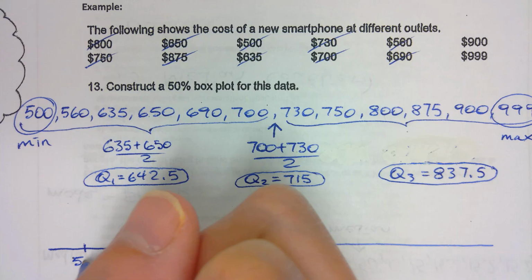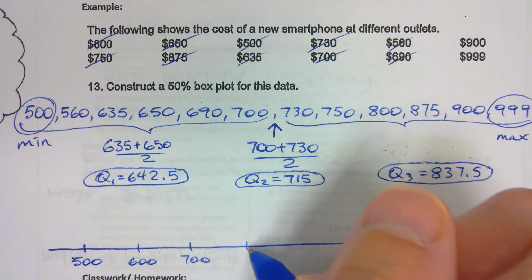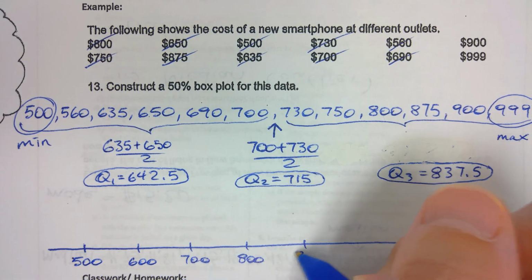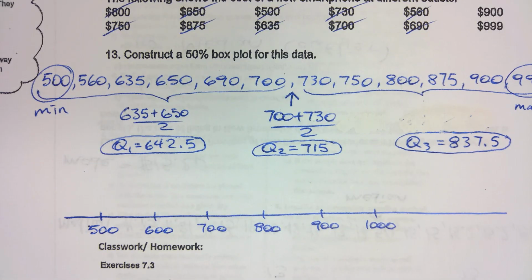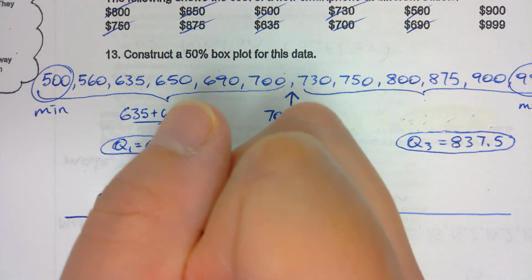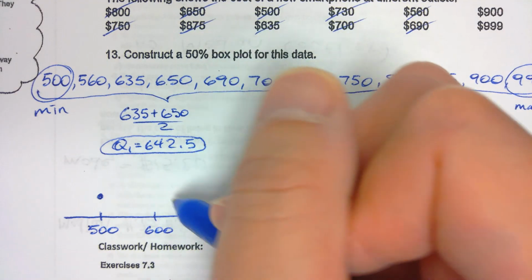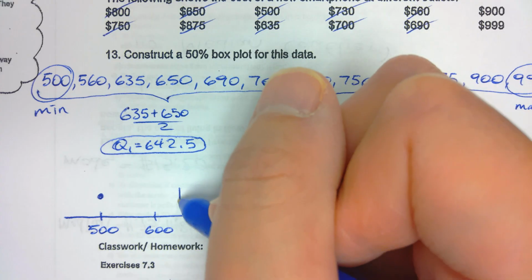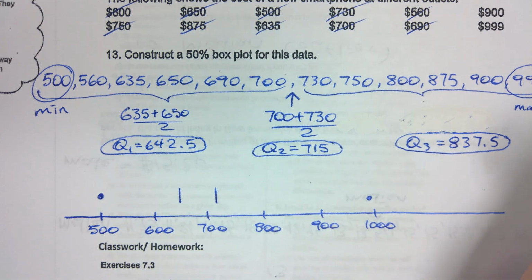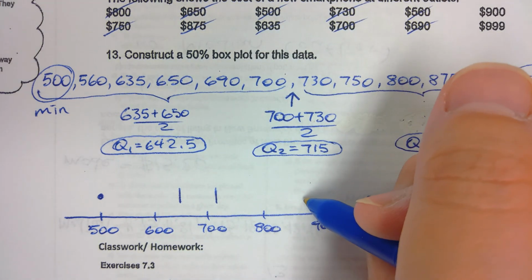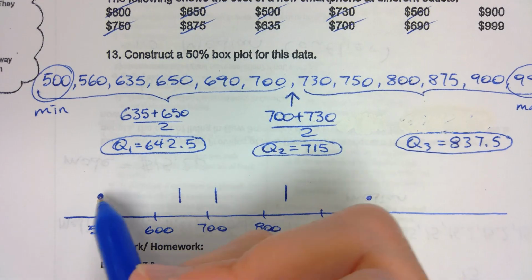Okay, I don't need it to be exact scale. So let's say 500, 600, 700, 800, 900, and 1,000. Right? Minimum 500, maximum 999, and then 642 about right here, 715 right here, 837 about right here. Notice I just draw the lines.